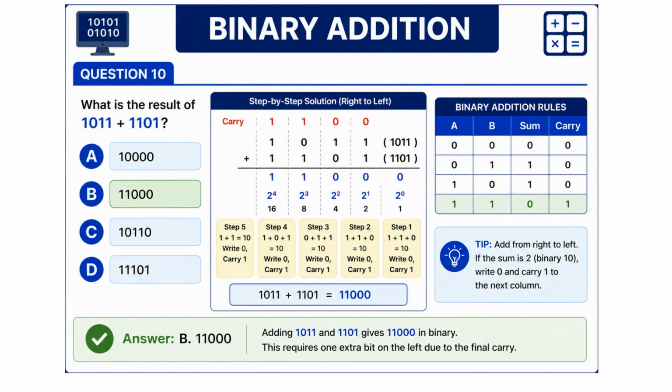Let's solve this binary addition. What is 1011 plus 1101? Start from the rightmost bit and add each column carefully. Whenever the total is 2, write 0 and carry 1 to the next column. After adding all the bits, there is one final carry, so the answer has an extra bit on the left. The final result is 11,000. So, the correct answer is option B, 11,000.